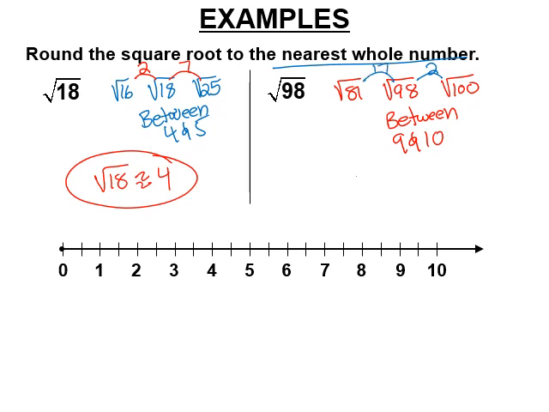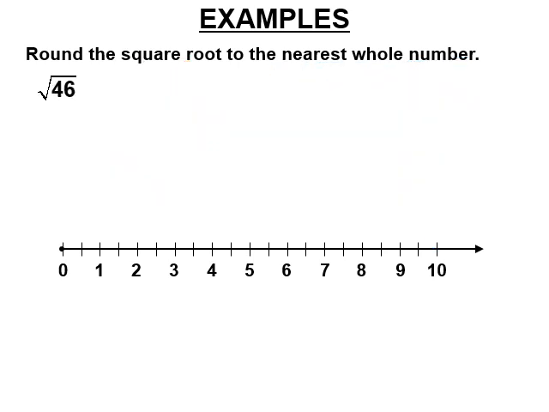So square root of 98 has to be almost 10. It's between 9 and 10, but it's way closer to 10, and we're going to use the approximate symbol, than it is to 9. So to put it on a number line, it's almost 10. It's 9.9 something. You can try this one on your own. I'm going to skip it to save time.